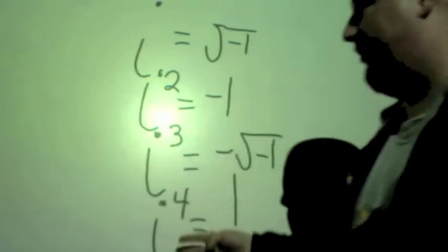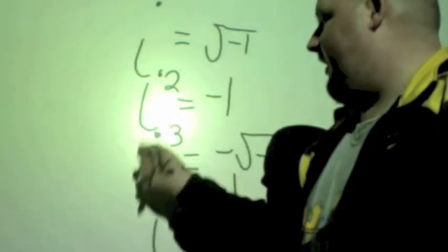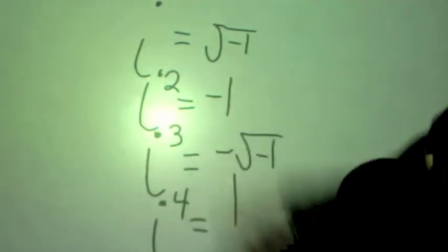And you just keep counting through like that. 9, 10, 11, 12, 13, 14, 15, 16. And you can just keep going on all the way through for however many numbers you need.